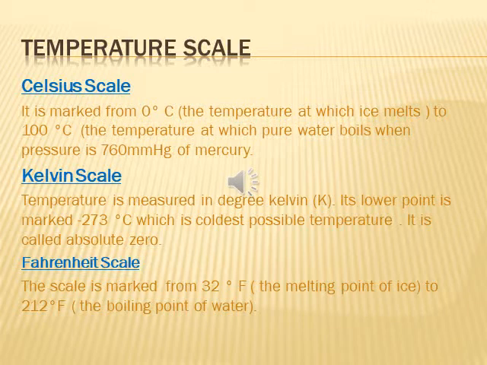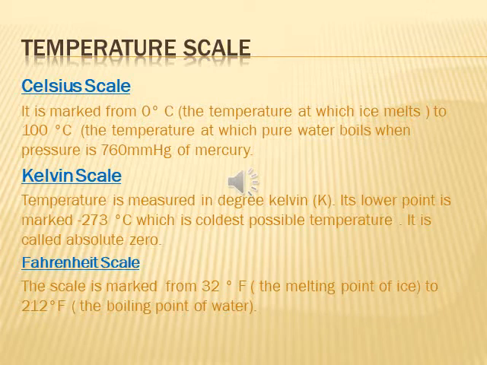Kelvin scale. This scale is used by the scientists. The temperature is measured in Kelvin. Its symbol is K. Its lower point is marked at -273 Celsius, which is the coldest possible temperature. This is called absolute zero because it is the temperature at which movement of molecules is minimum possible. Since the movement of molecules cannot be reduced any further, the temperature cannot fall lower than this.